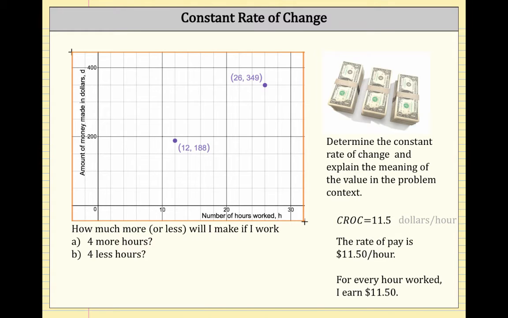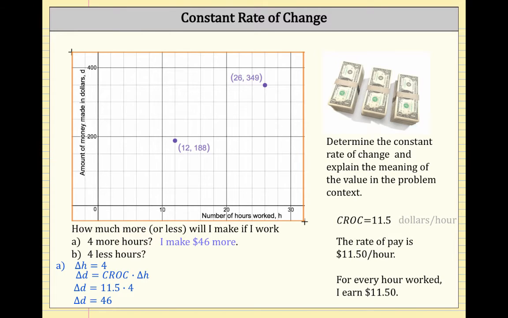So, how much more or less will I make if I work 4 more hours or 4 less hours? Now that we know something about the constant rate of change, we're going to use it to answer these questions. Again, we'll use that constant multiple perspective, proportionality, because it's super helpful. So we know that the change in H is going to be 4 for part A, because it's 4 more hours. And so this means the change in D is equal to the constant rate of change times delta H, which in this case means the change in D is 11.5 times 4, which gives us 46 for a change in the amount of dollars I made. That means I made $46 more from whatever I did before.